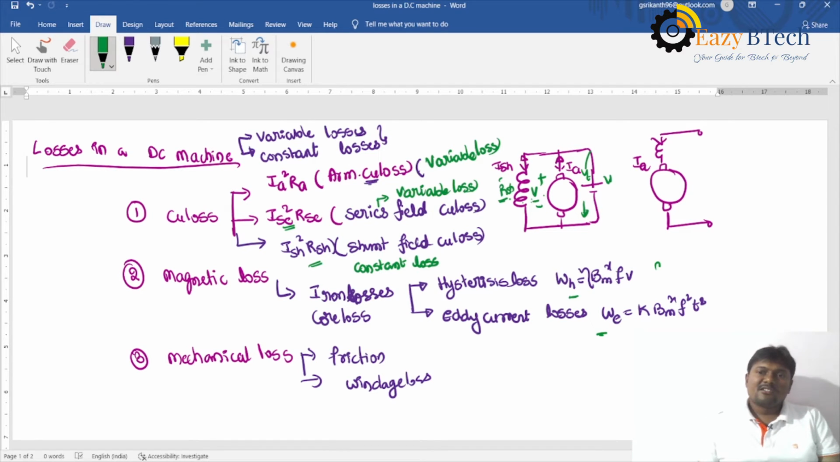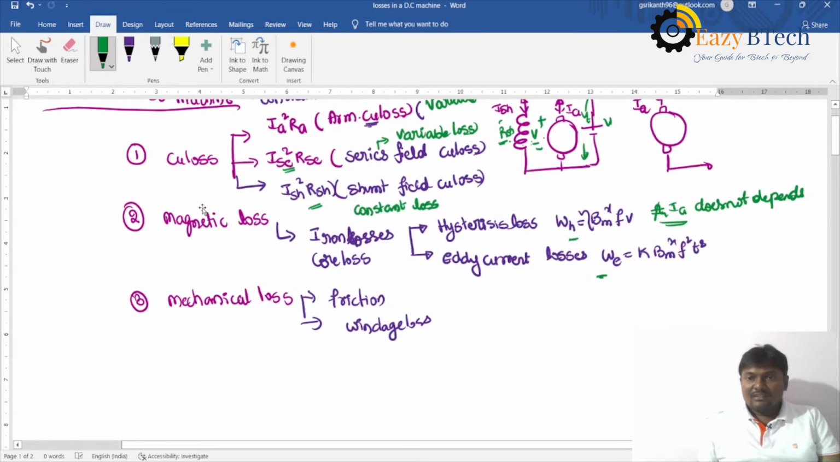It does not depend on the current. So these are also constant. Why? Because this Bmax, the maximum flux density, is constant. F is a constant, the frequency which is generated in the armature. Either it is a DC, but the waveform which is induced in a DC is a flat top, right?